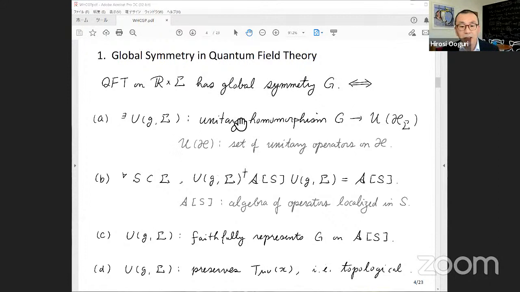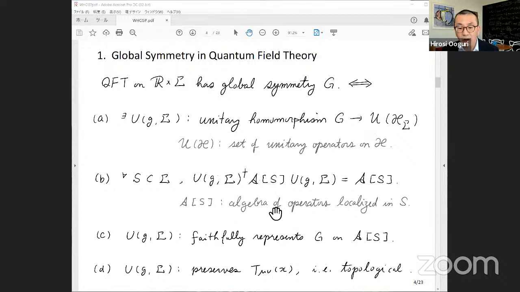There are a few things that we would like this statement to imply. One is that there is a unitary homomorphism from group G to the set of unitary operators on the Hilbert space of this quantum field theory. We call this a homomorphism. This is weaker than saying that there is a representation on the Hilbert space. We could have said it, but in a situation where group G is spontaneously broken, it would be useful to weaken it. In this talk today, I will not discuss much about the spontaneously broken situation. So you can think that this is actually represented in this Hilbert space.